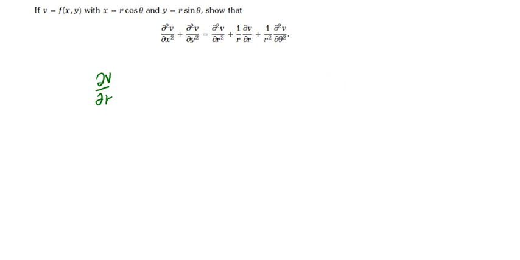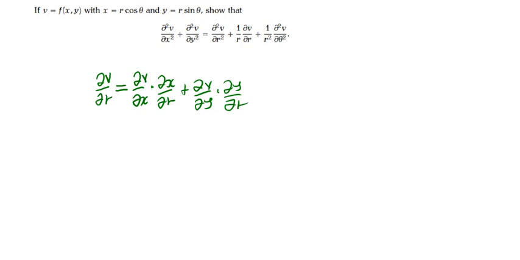Okay, so let me first of all begin with the partial of v with respect to r, which is the one that appears here, but of course it's the second, but I'll start with the first one as we are supposed to. So the partial of v with respect to r will be nothing but the partial of v with respect to x multiplied by the partial of x with respect to r, plus the partial of v with respect to y multiplied by the partial of y with respect to r.